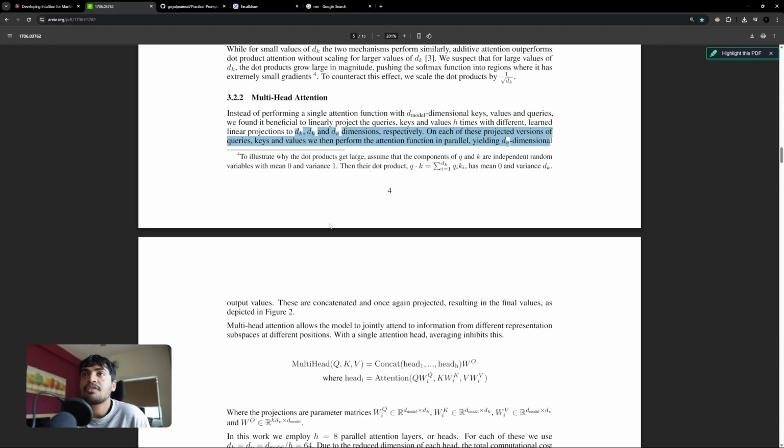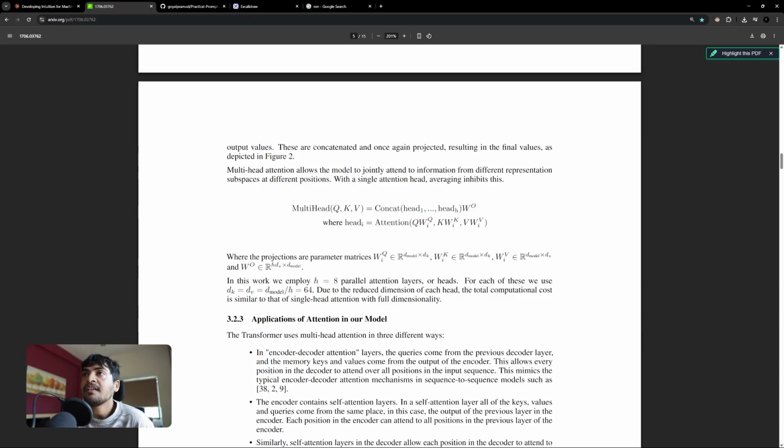Now going back to the paper, these are concatenated and again projected, resulting in the final values. Multi-head attention allows the model to jointly attend to information from different representation subspaces at different positions. Exactly what I just showed you. With a single attention head, averaging inhibits this.